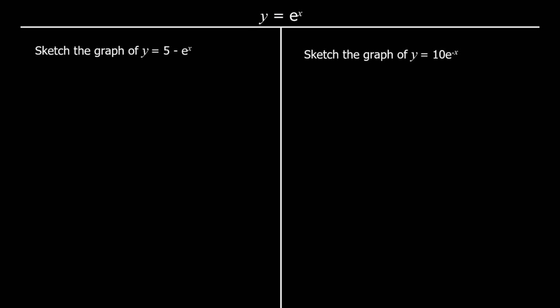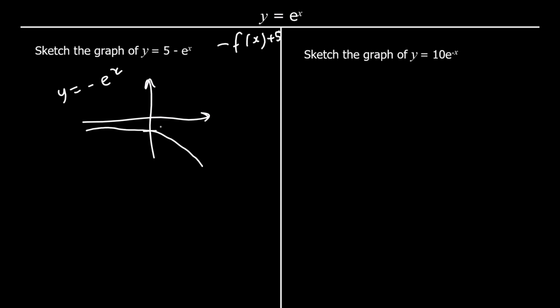Sketch the graph of 5 minus e^x. So this would be minus f of x and then plus 5. So we are flipping it over. All the positive y's become negative. So y equals minus e^x would be like this, but we're also moving it up 5 spaces.